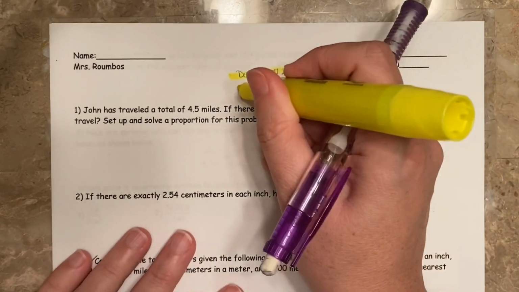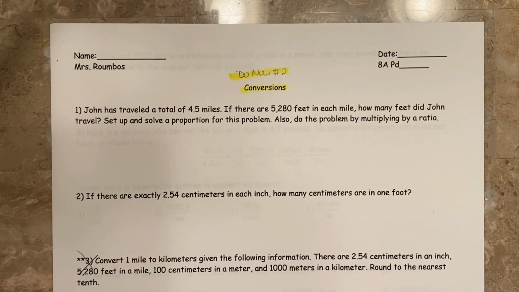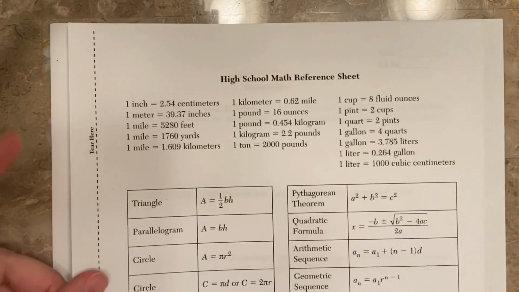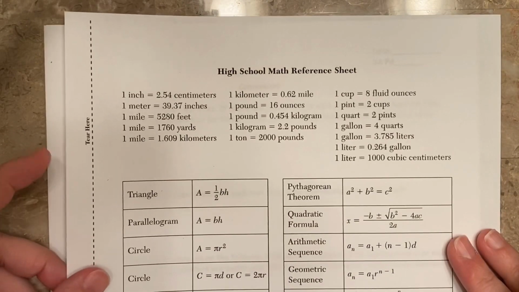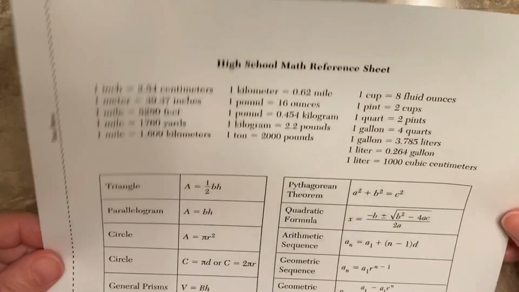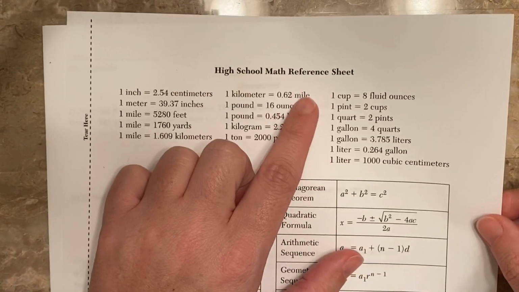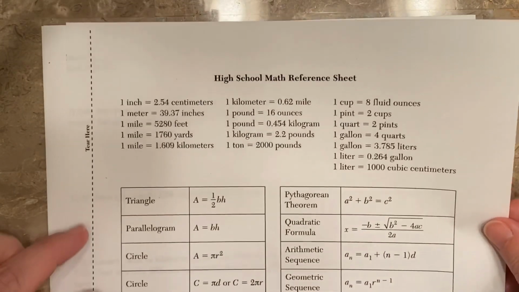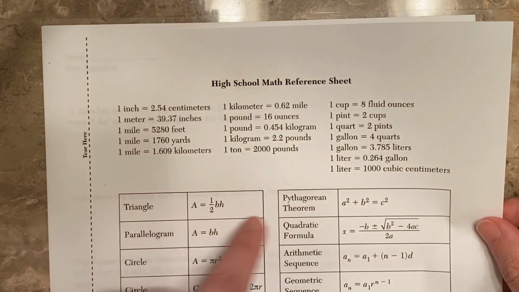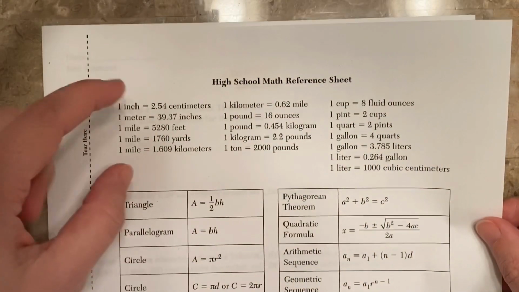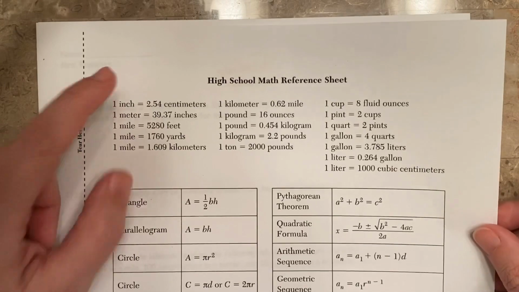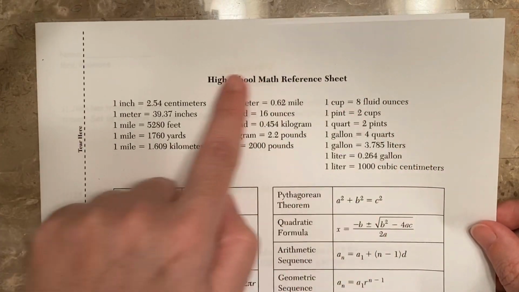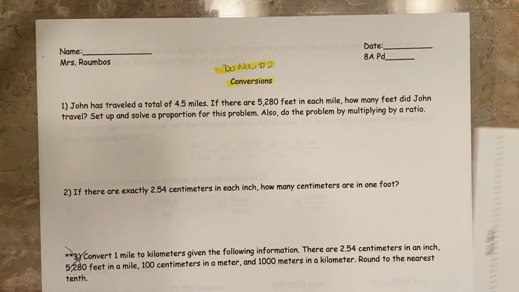All right, so Do Now number 2 is going to be on conversion. So you saw that I attached this to the worksheets for today. This would have been the reference sheet that's going to be on all the Regents, so you would have seen this. And what we're going to use is this top portion up here. This is basically the only thing that kids tend to use on this reference sheet for the Algebra 1 Regents, and we're going to use that today. So that's why I attached that.